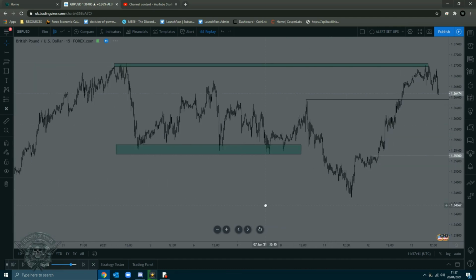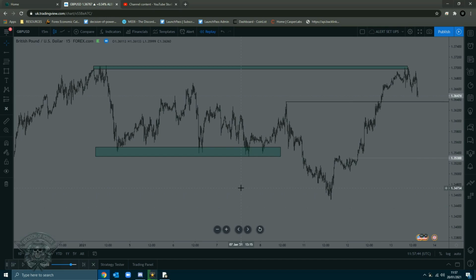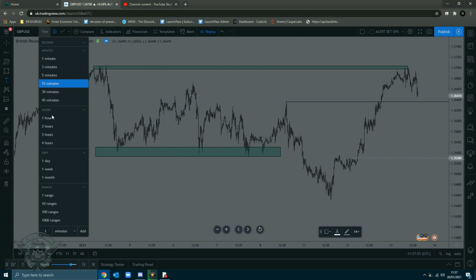So the questions we got then: have we got equal lows? Yes. Have we had the run through them? Yes. Have we had a rejection? Yes. And have we had a breaker structure? Yes. So that matches all 4. I will number them. Let me just jump onto the hourly chart again.